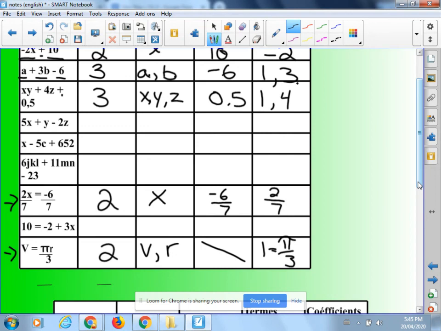So hopefully this makes sense. If you have a chance and you want to go back and fill in the rest of this table on your own, you're free to do so. At the bottom, there are the answers for you.